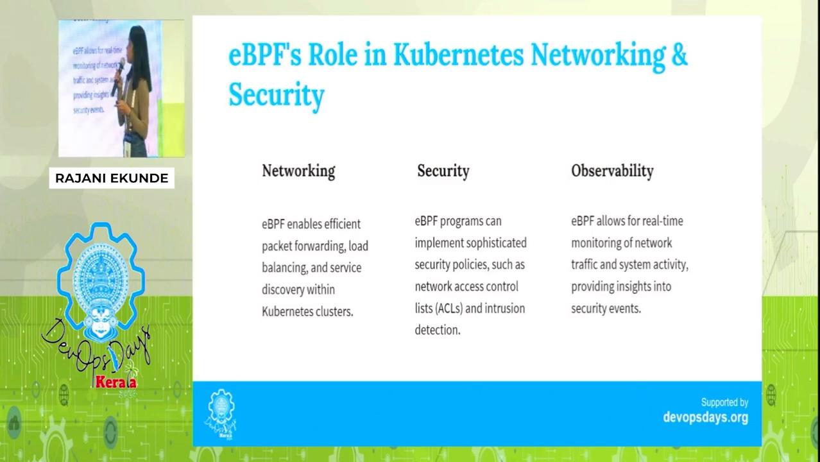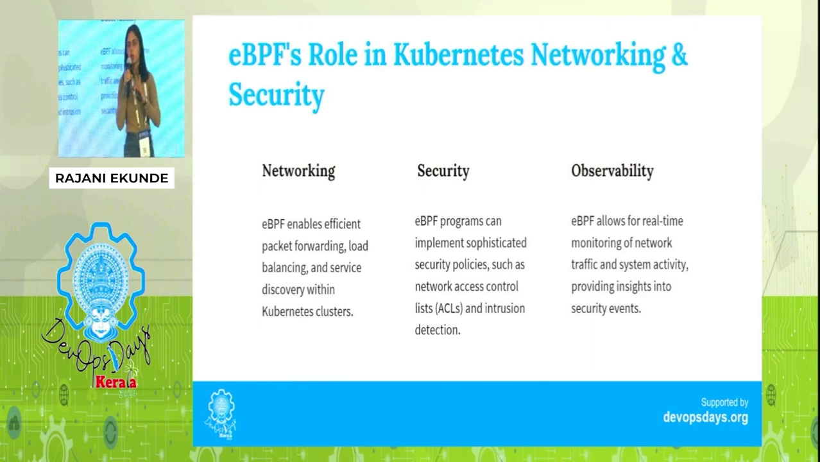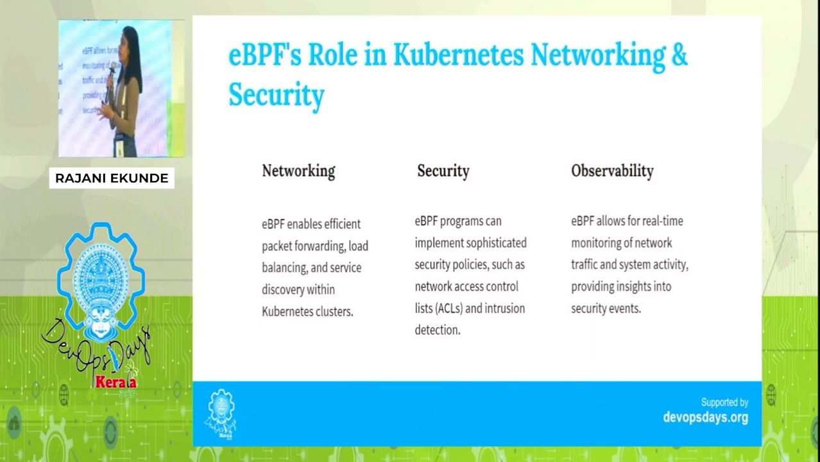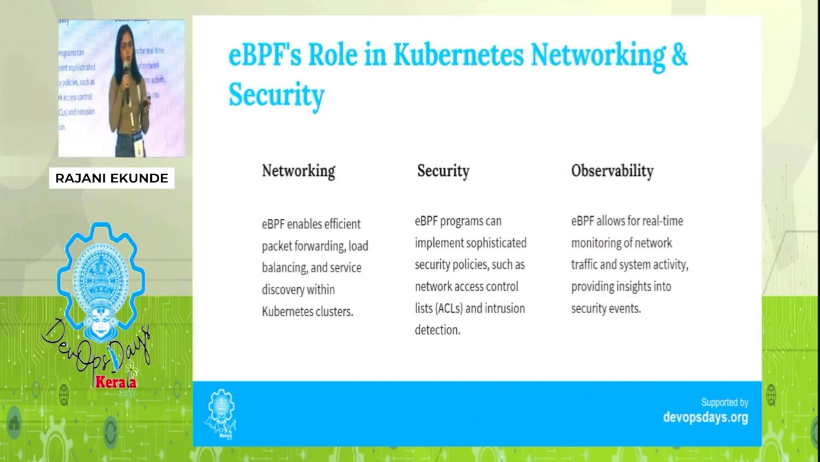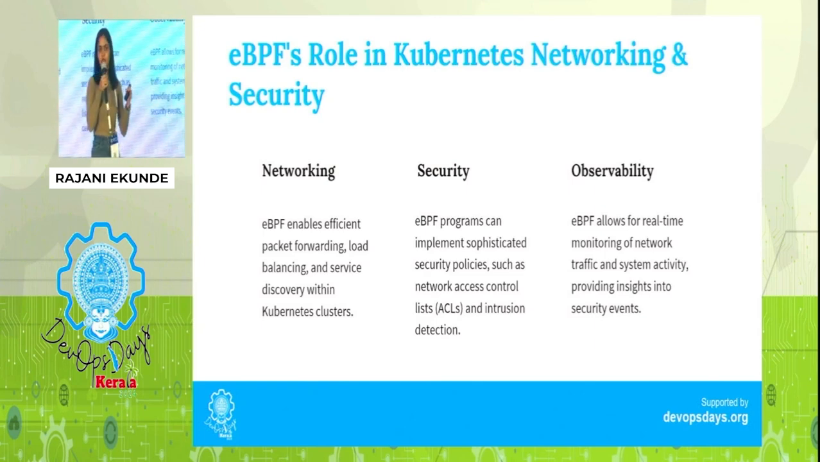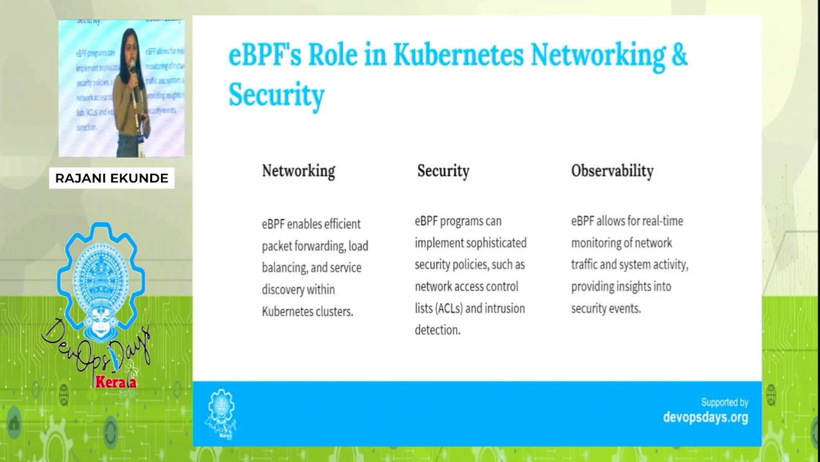What is eBPF's role in Kubernetes security and networking? We'll talk about networking first. When we are dealing with Kubernetes, in terms of networking we have to deal with lots of network packet forwarding, and we'll have clusters created based on your project requirements. You'll be creating multiple clusters in your Kubernetes environment. To perform load balancing between these clusters, to perform efficient packet forwarding, and also service discovery within the clusters, in these kinds of use cases and operations eBPF plays a very important role.